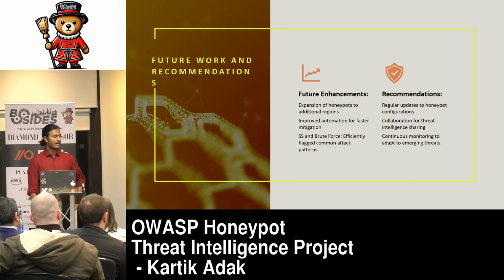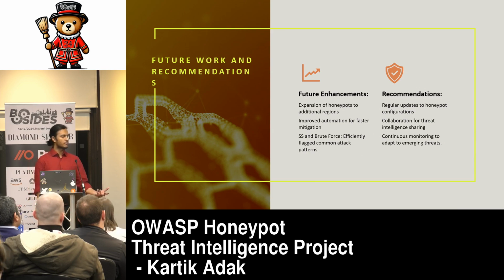So these are the future enhancements and recommendations by me. We can have more honeypots so that we get more geographical location attack vectors, because every geography has its own way of attacking. Maybe somewhere SQL injection is prevalent, but in other places they prefer more brute forcing. It could be anything. We have to improve automation for faster mitigation, because there is a lot of dependency on logs getting parsed into our database, and then we are putting the database data into a JSON Crack tool. So to speed up the process, we have to automate a lot.